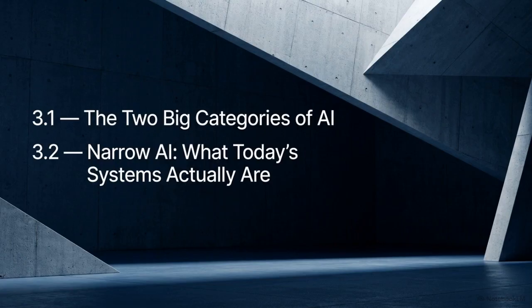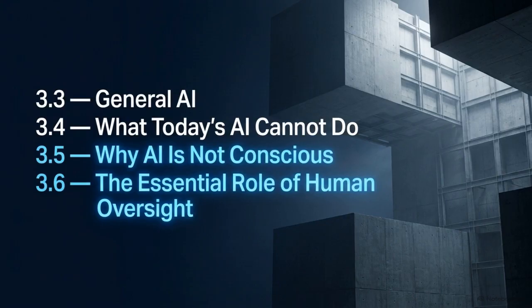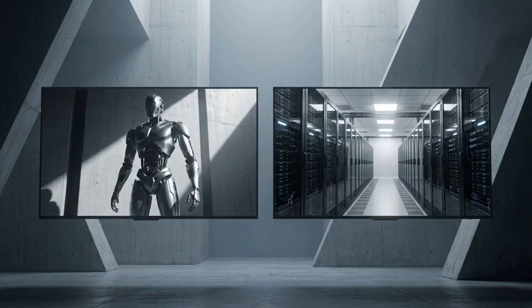We are going to walk through 6 specific steps, starting with the 2 main categories of AI, moving down into the hard limits of what today's systems can actually do, and finishing with the human oversight required to use them safely. Following this exact sequence is the only way to separate the science fiction myths you see in movies from the actual code operating on your devices right now.